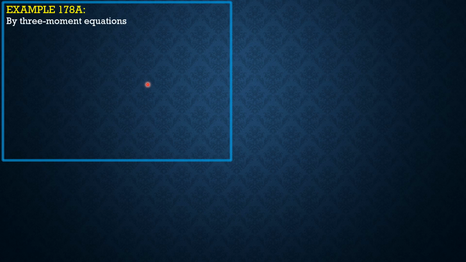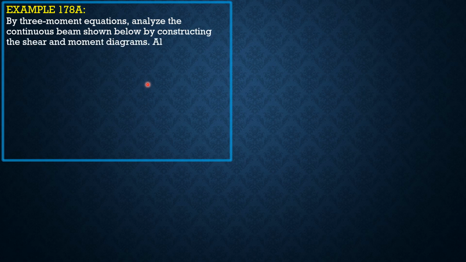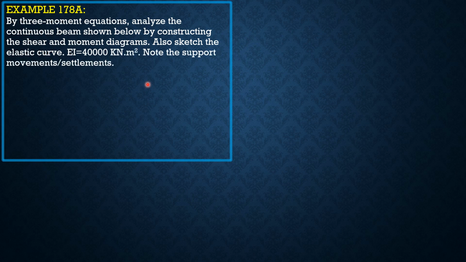By three-moment equations, analyze the continuous beam shown below by constructing the shear and moment diagrams. Also sketch the elastic curve. EI is 40,000 kN meter square. Note the support movements, settlements.